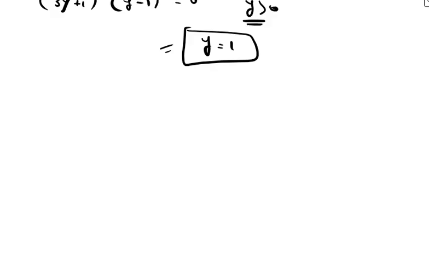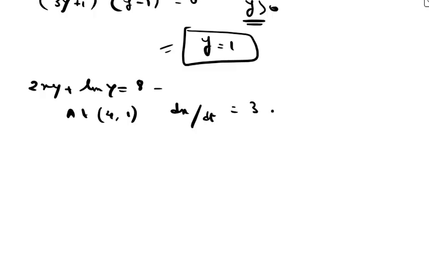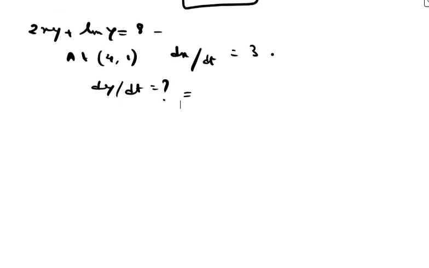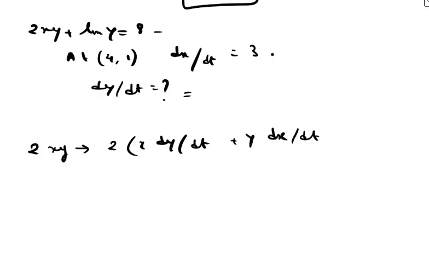Now let's come to part D. The curve is 8 equals 2xy plus ln y, right? So at (4, 1), given dx/dt is equal to 3, we have to find dy/dt. So here, differentiate 2xy using the product rule, that is 2 into (x dy/dt plus y dx/dt).